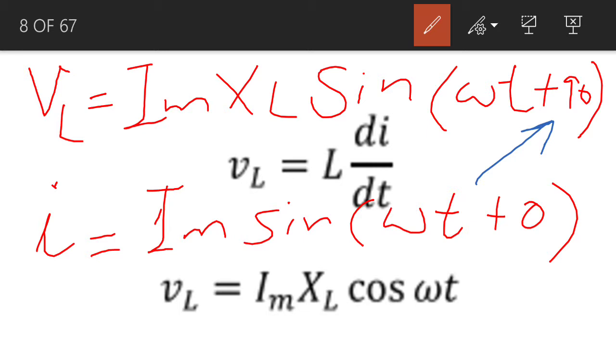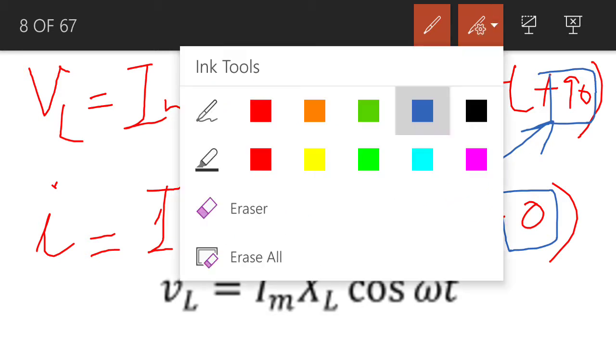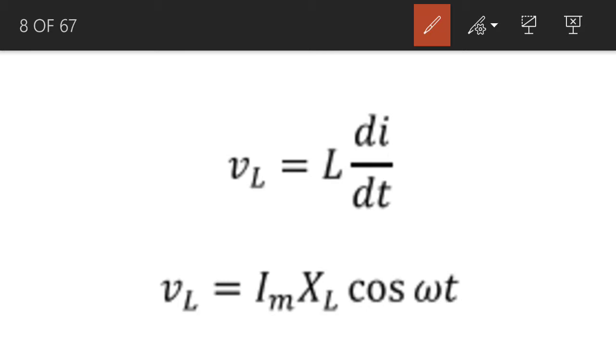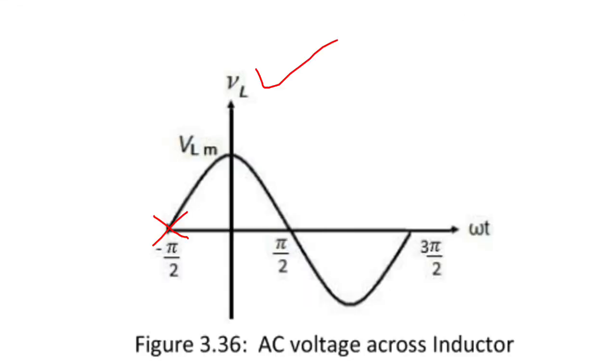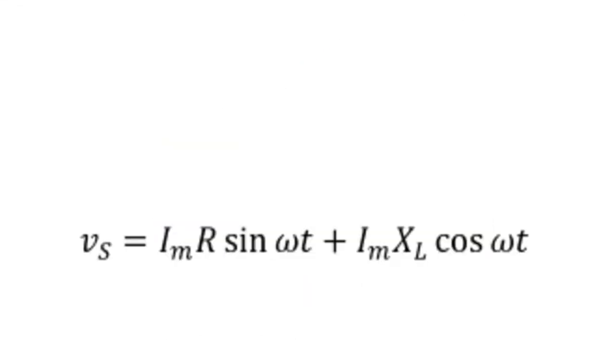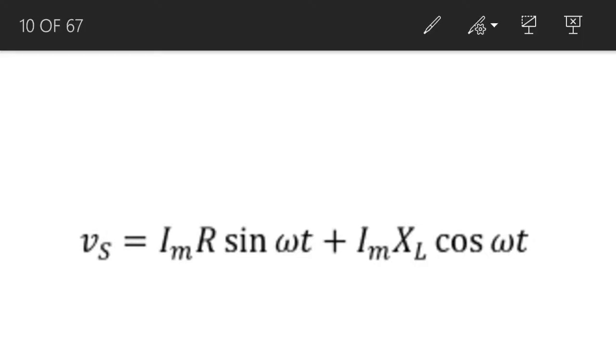So you guys can see that there is a phase difference of 90 degree between the voltage across the inductor and the current. Now what we do, we consider the voltage across the source.